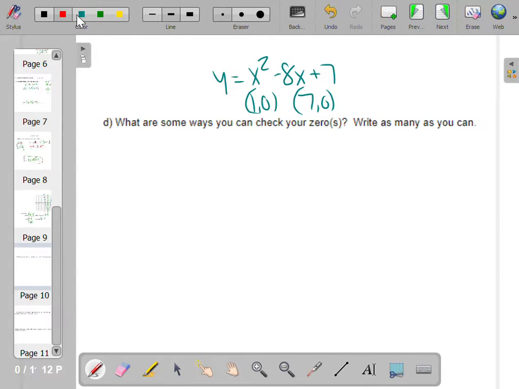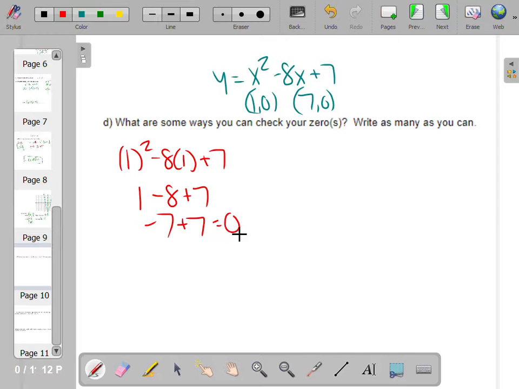I can think of a couple ways. First of all, they're called zeros because when you plug them in, you get 0. So what if I do 1 squared minus 8 times 1 plus 7? 1 minus 8 plus 7 is negative 7 plus 7. Hey, that equals 0. Cool. I'll do the same thing with 7.